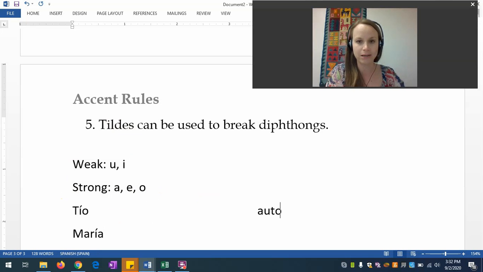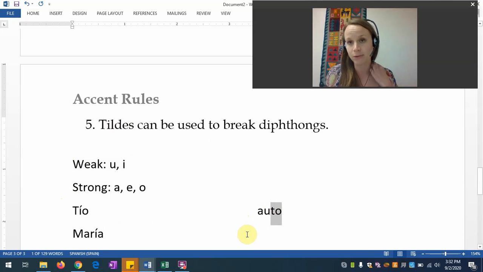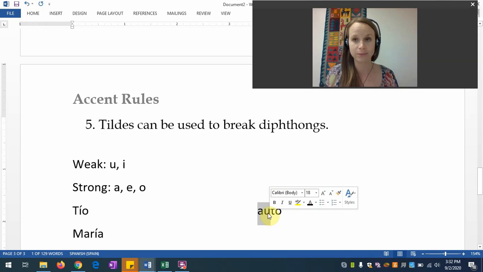Like in the word auto. No broken diphthong here. Auto. Two-syllable word. Falls under accent rule 1. Verbal stress is on the second to last syllable. And this is one syllable. Okay, so there are the basics of the accent rules in Spanish.